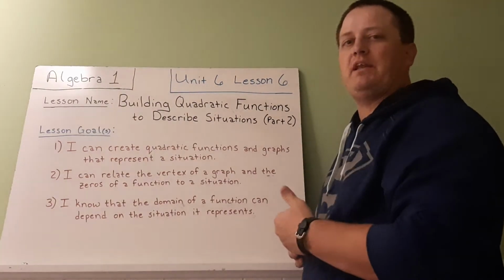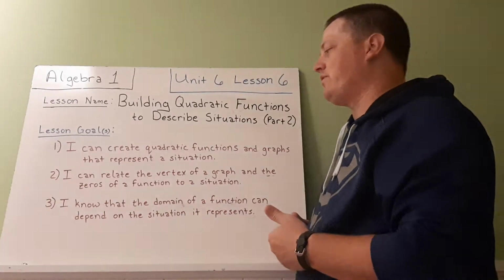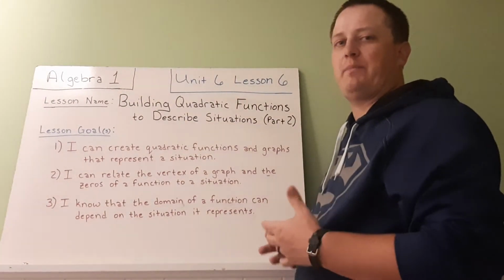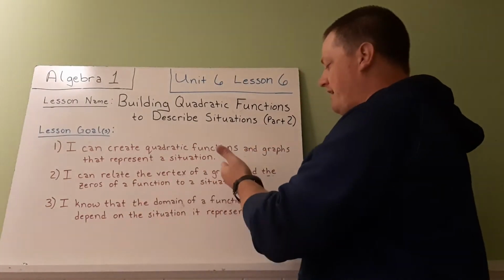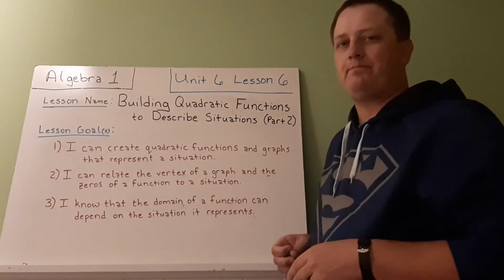So here we're going to be diving a little bit deeper into our situations. The first one was focused mainly on falling objects. Here we're going to kind of expand that idea. I can relate the vertex of a graph and the zeros of a function to a situation.